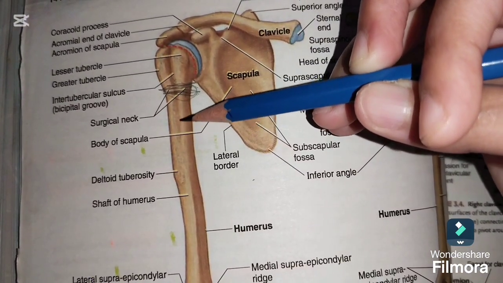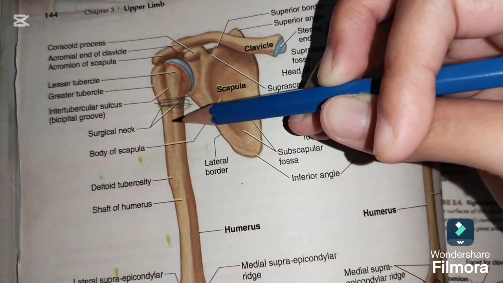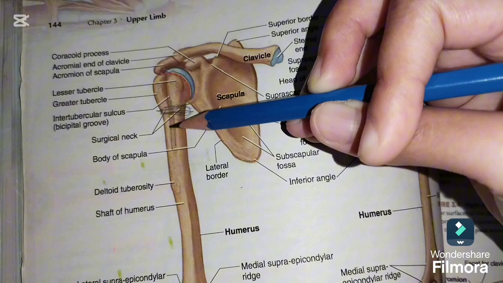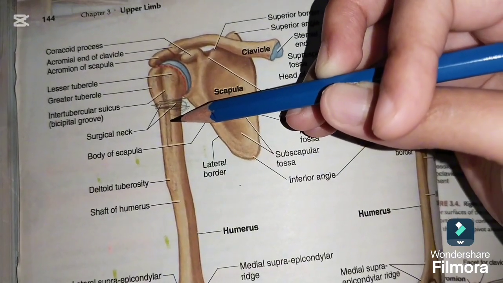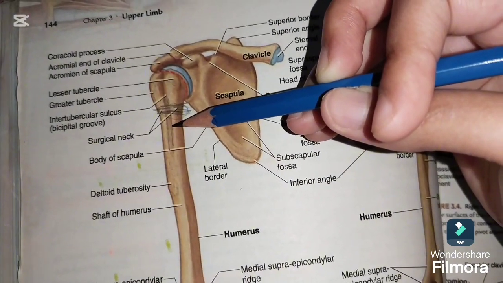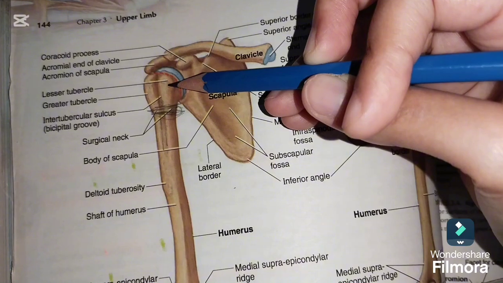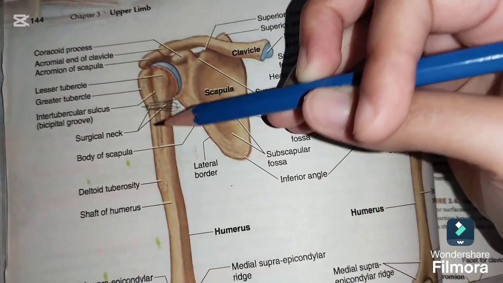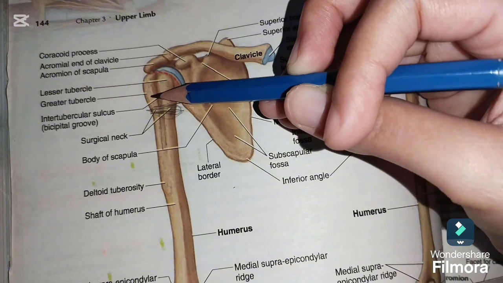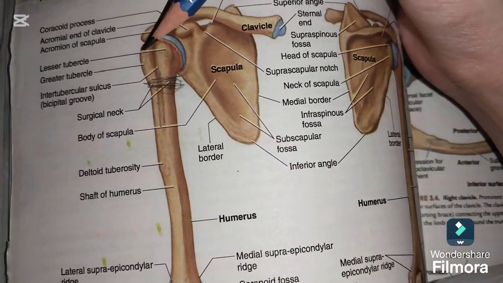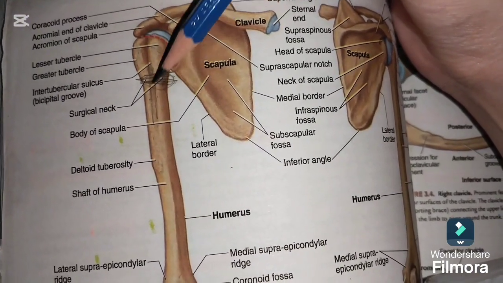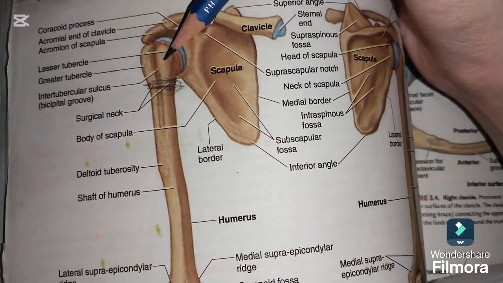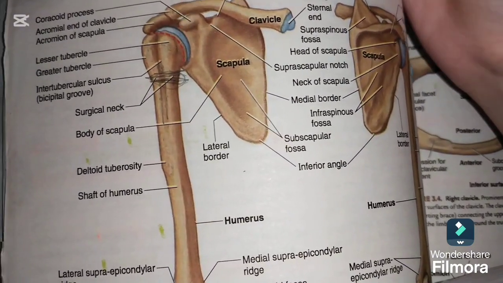This is the medial lip, and this is the lateral lip. The medial lip is basically a prolongation of the lesser tubercle, and the lateral lip is a prolongation of the greater tubercle. You should also note that the lateral lip is a continuation of the anterior border of the humerus bone. We will learn about the borders ahead.